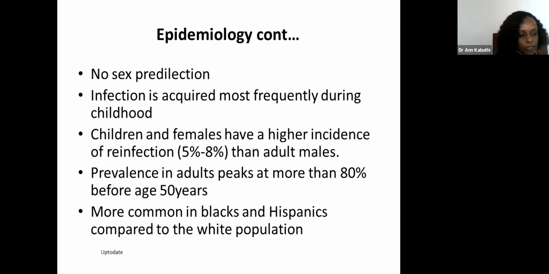So H. pylori affects both males and females equally. There is no sex predilection. The infection is acquired most frequently during childhood. And children and females have a higher incidence of reinfection, up to 8% more than adult males. And the prevalence in adults peaks at more than 80% before the age of 50 years, meaning that H. pylori is more prevalent in a younger population. And it is more common in Blacks and Hispanics compared to the white population. And this has been attributed partly to low socioeconomic status.